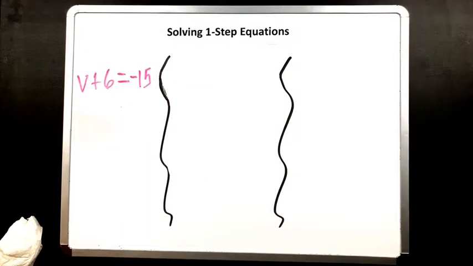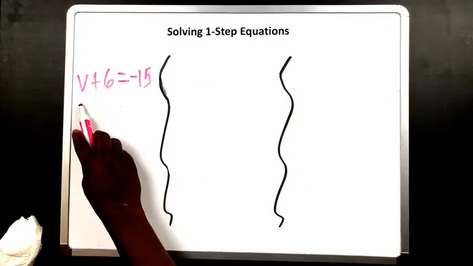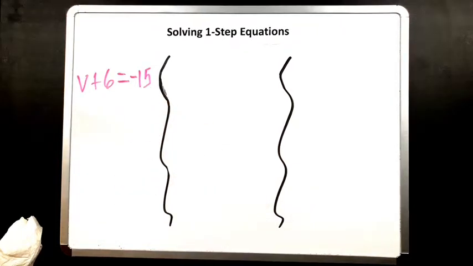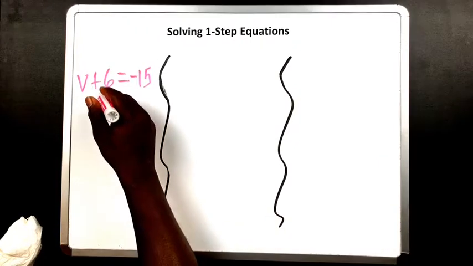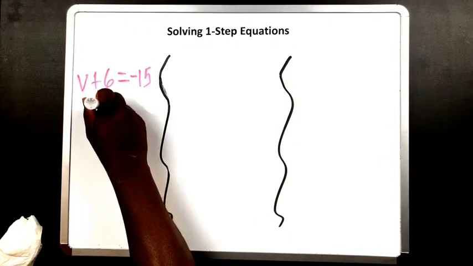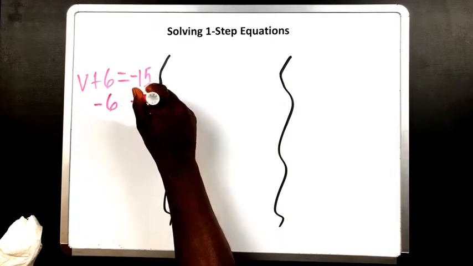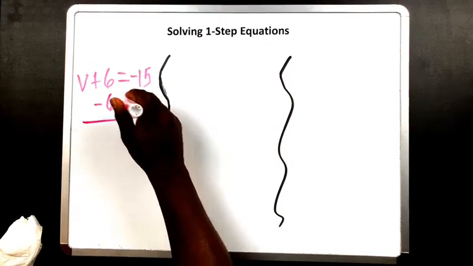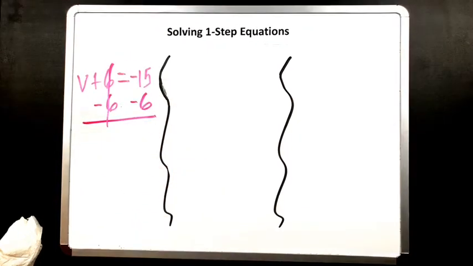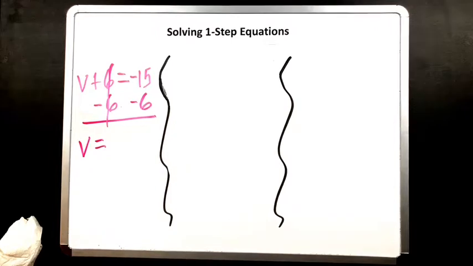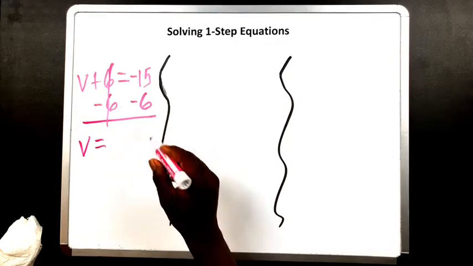Now, we want to isolate the variable v. We need to get rid of the 6 in order to do that. So what's the opposite of adding 6? Subtract 6. Whatever you do to one side, you do to the other side of the equation. That crosses out. Bring down the v equals negative 15 plus negative 6.